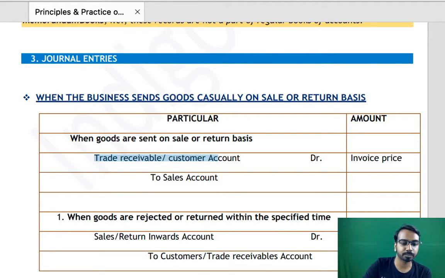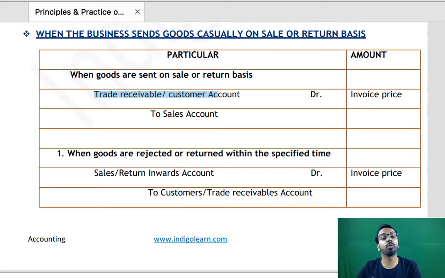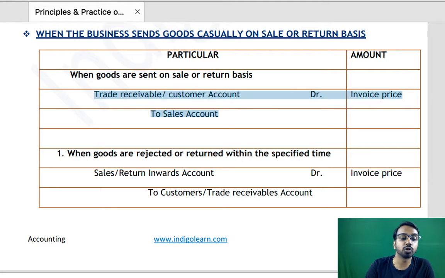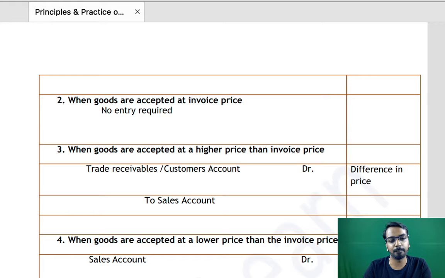Now, when goods are rejected or returned, you will reverse the original entry: you will debit the sales account and you will credit the customer's account. If the goods are accepted, do we need to pass any entry? We do not need to pass any entry, because in the first entry itself we have passed the sales related entry. So whenever the goods are accepted, no entry is required.